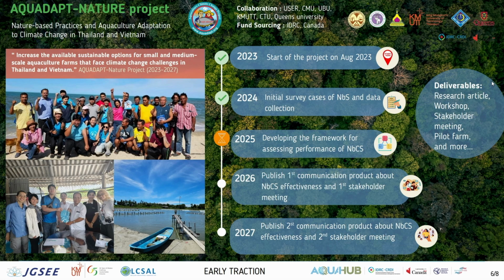This is an example of a project that I am doing with the AquaDAP Nature Project, which is about nature-based practice and aquaculture adaptation to climate change in Thailand and Vietnam. The objective of the AquaDAP project is to increase the availability of sustainable options for small and medium scale aquaculture farms facing challenges in Thailand and Vietnam.